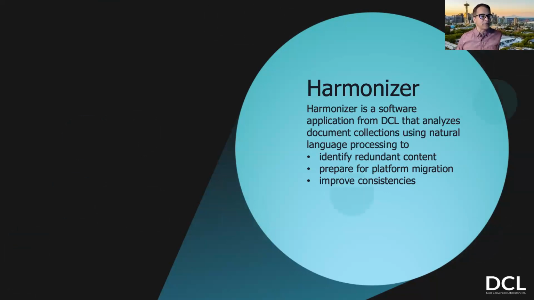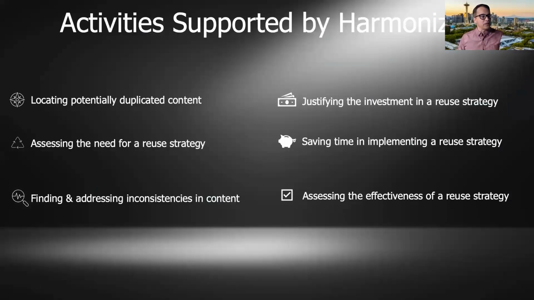Harmonizer is also a spotlight into how much redundancy is there in my content. A lot of times we get customers who come to us and say, hey, we've been hearing about DITA, or we've been hearing about component content management, and we think this might be useful to us. We just don't really know how useful. And it's very hard to quantify that just by looking at your content. What Harmonizer does is put some real figures around that. So in addition to locating the potentially duplicated content, which is the obvious use of Harmonizer, it gives you those statistics to say, hey, we need a reuse content strategy, or we need a component content management system, or we should look at DITA because we could save some money.